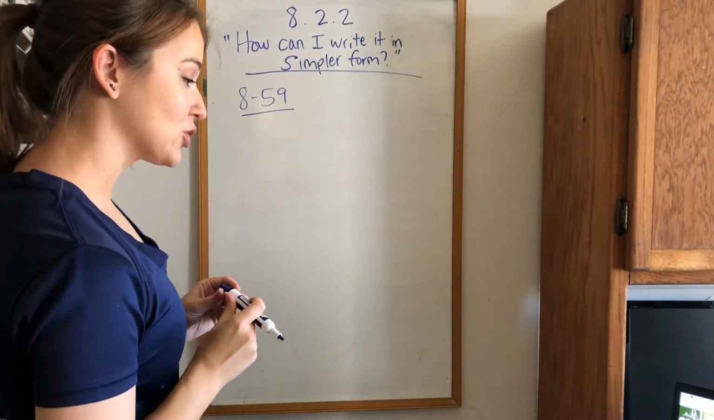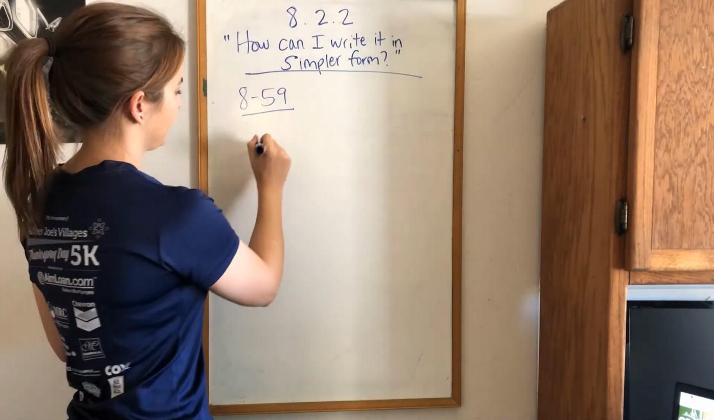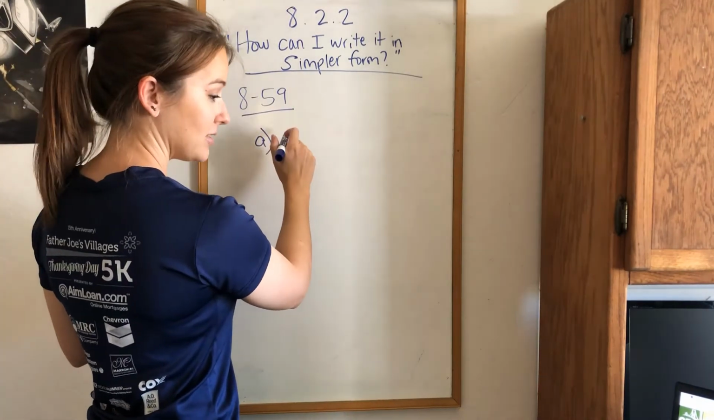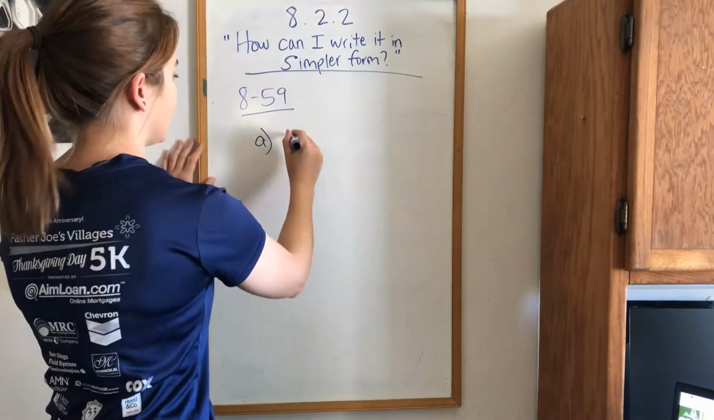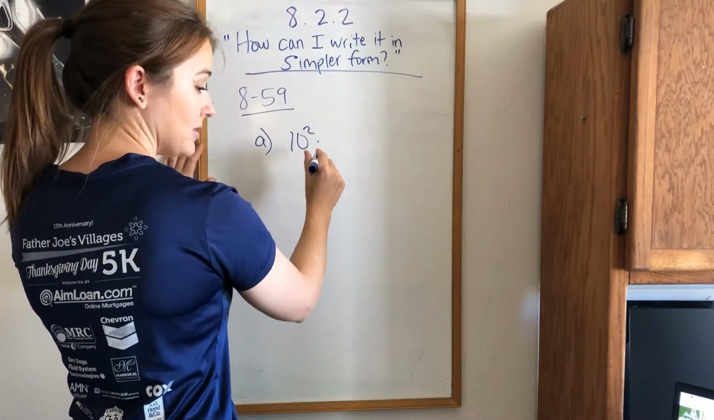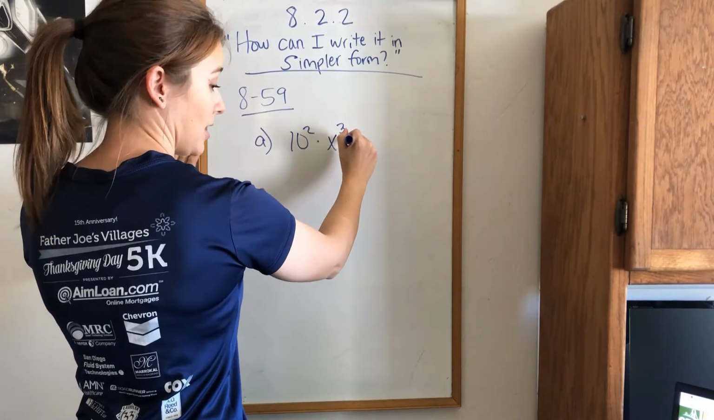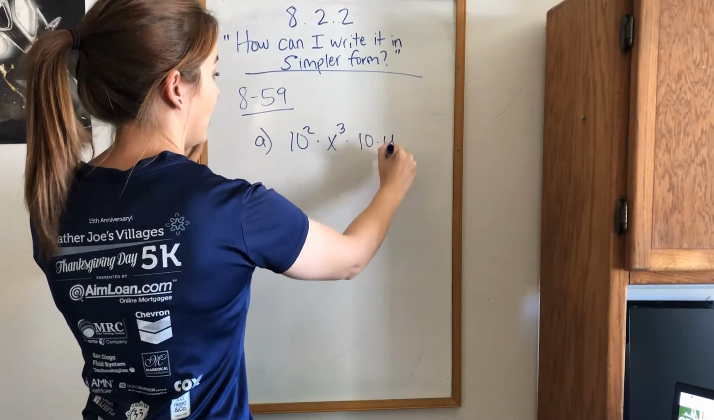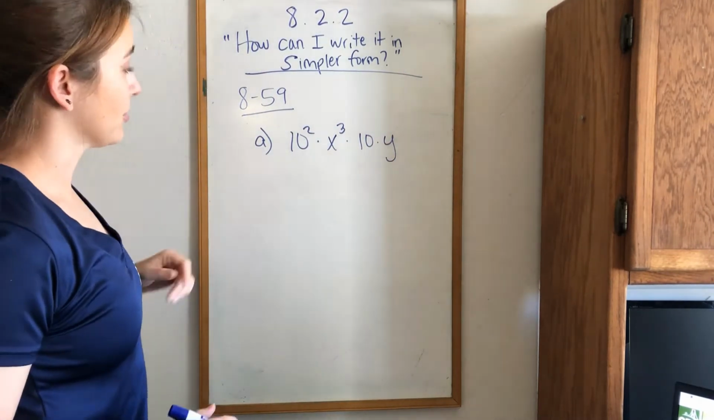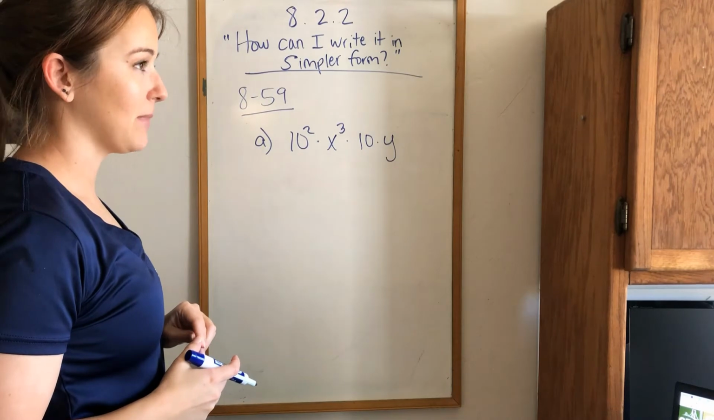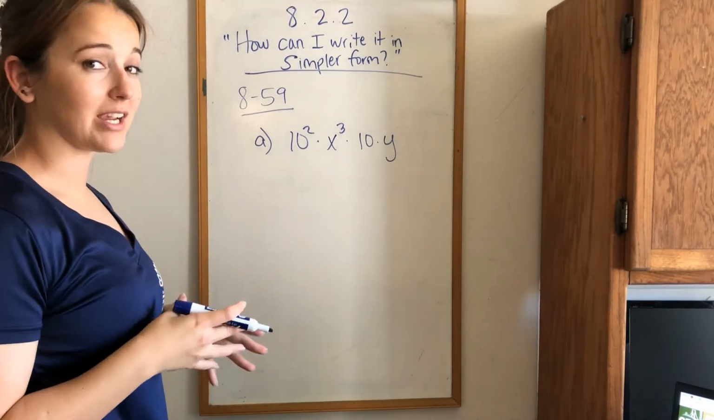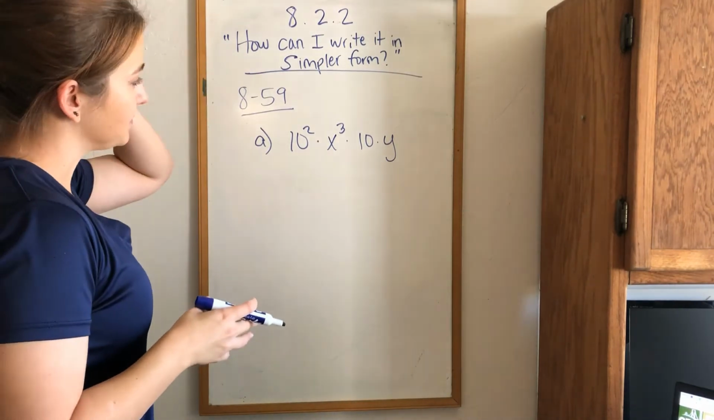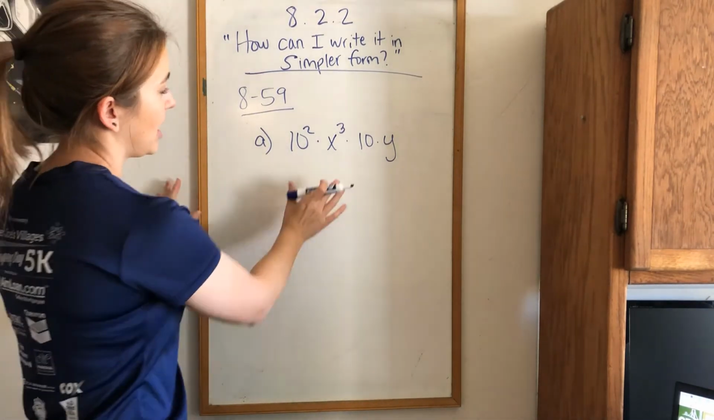And it says rewrite each expression below in a simpler form. So part A says 10 to the second. Let me make this bigger because it's not very big. There we go. 10 to the second times x to the third times 10 times y. So if I want to make this into a simpler form, I have to look at my bases, see what exponents I can add to make it not as long.